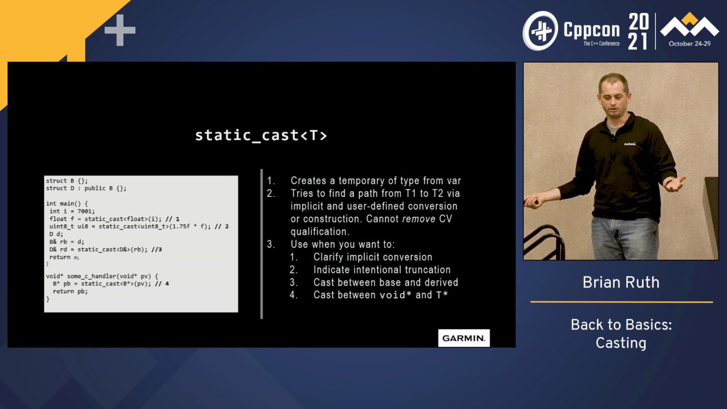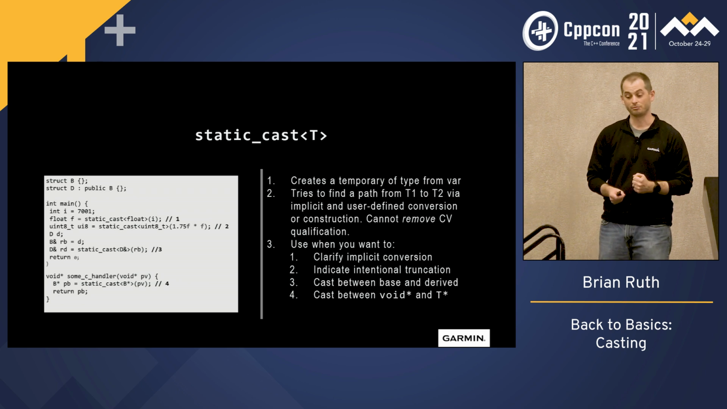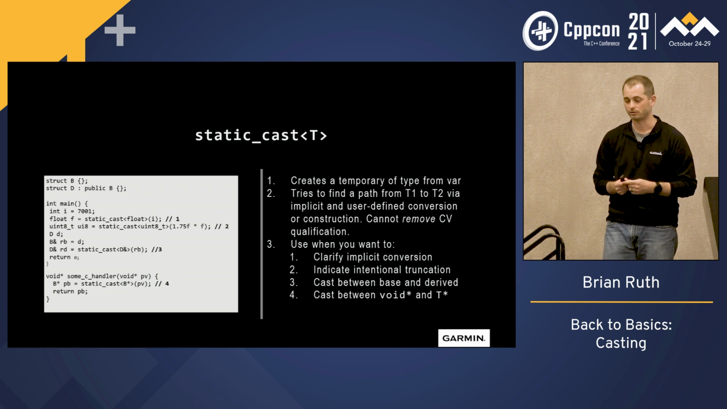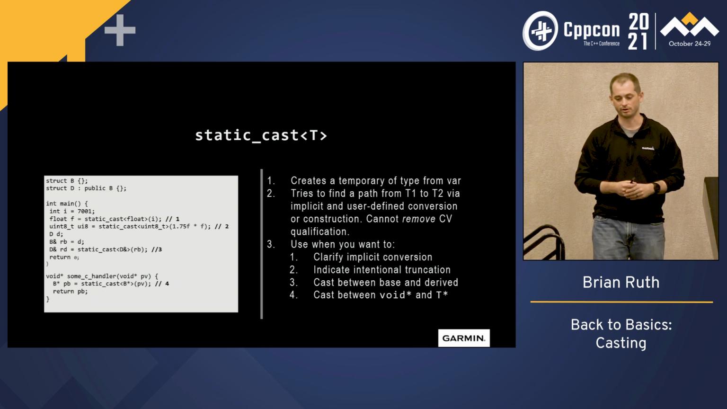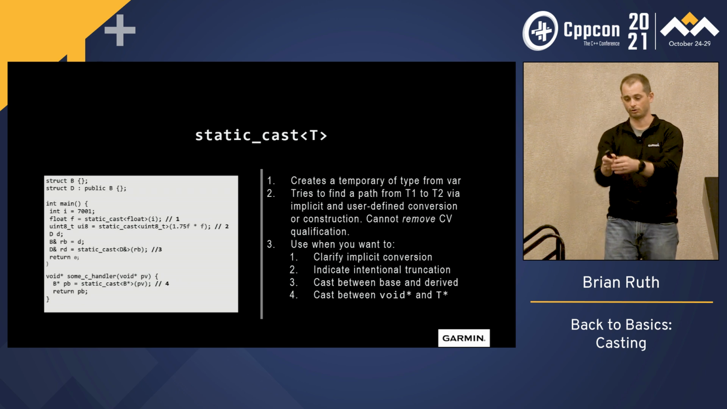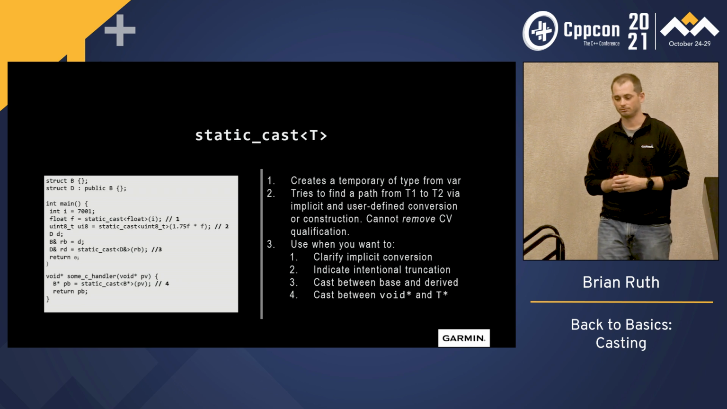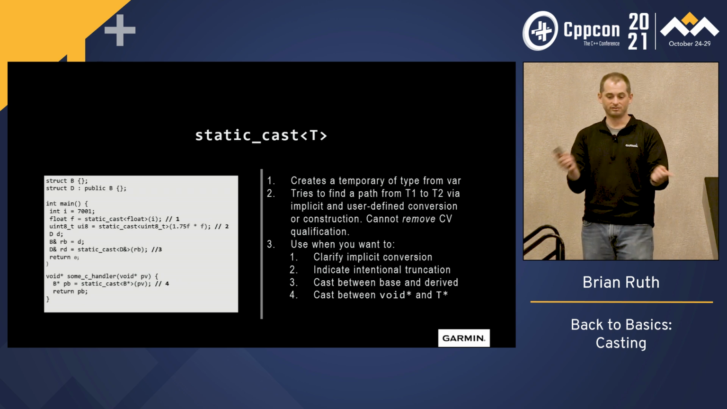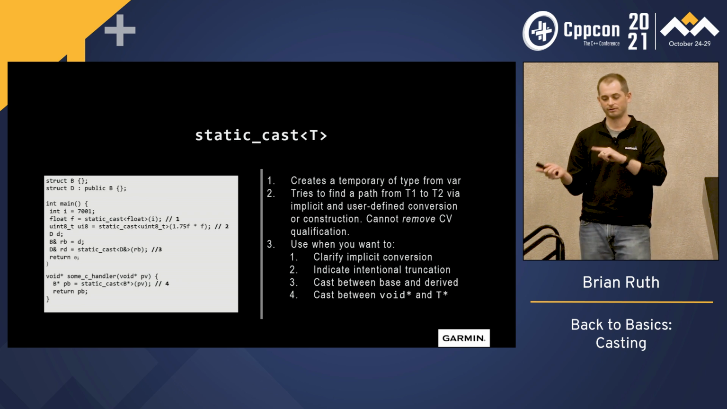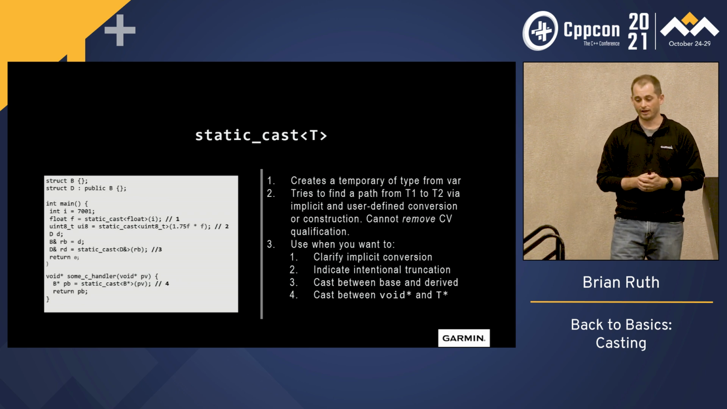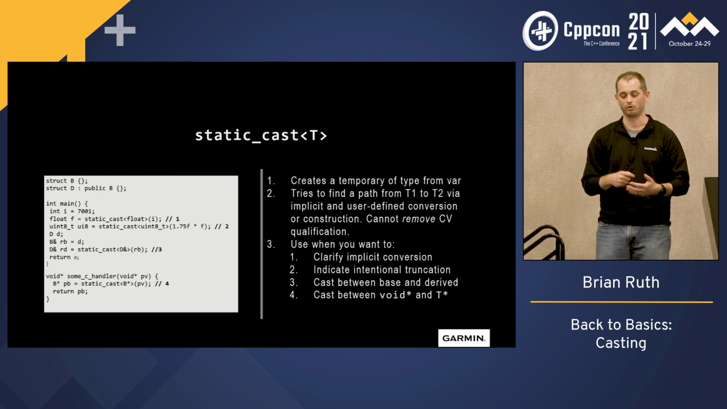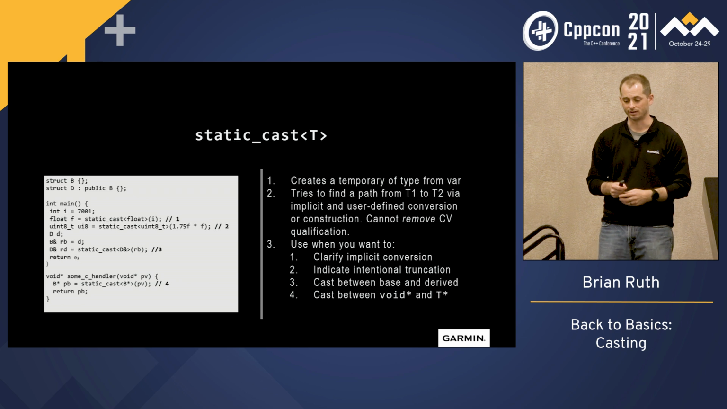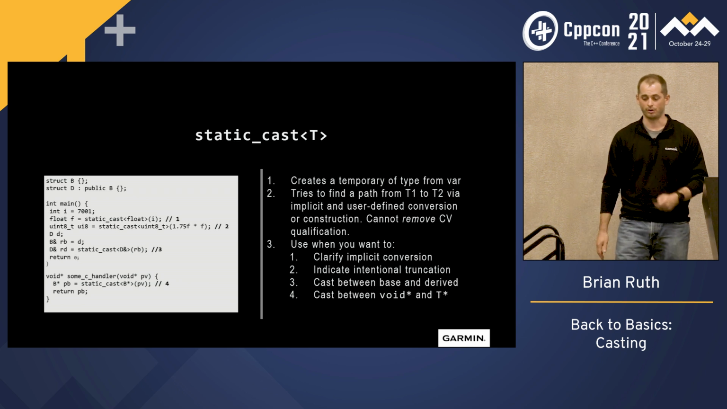So some reasons you may want to use this is to clarify an implicit conversion, as we do there with that float, or indicate an intentional truncation, like yes, I realize I'm truncating this variable, as with that mathematical formula there. Casting between base and derived, so you can cast up and down the inheritance tree. And then also casting between void star and T star. So if you're interoperating with some C handlers or something like that, you can use static cast to go back and forth that way.